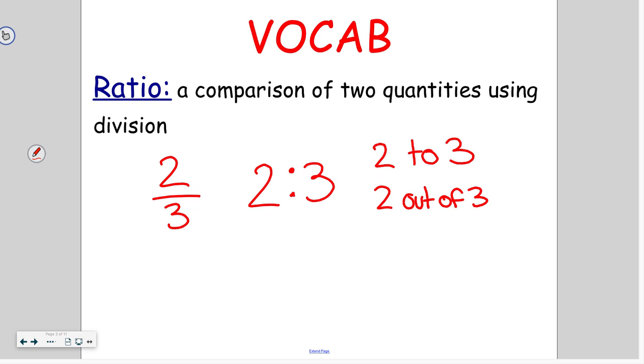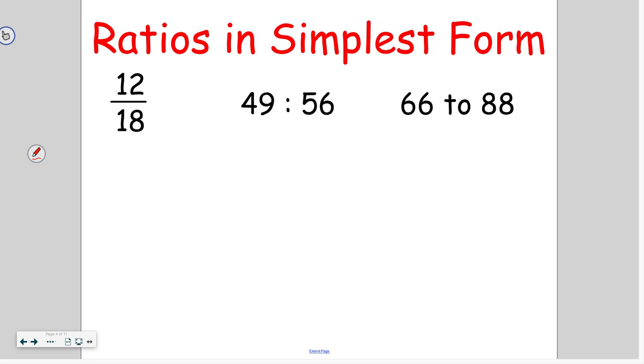First thing we're going to look at is simplifying ratios. This is the same thing as simplifying fractions. You want to make sure that the numerator and the denominator, or if it's written in the other two formats, the left and the right number, cannot possibly be divided by the same number. So the first one we're looking at is 12 out of 18. We can divide both of those by 6, giving us an answer of 2 out of 3.